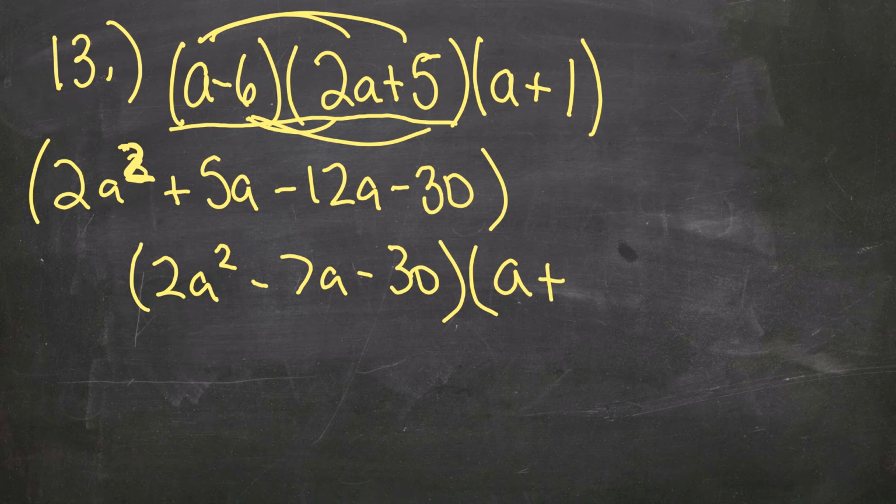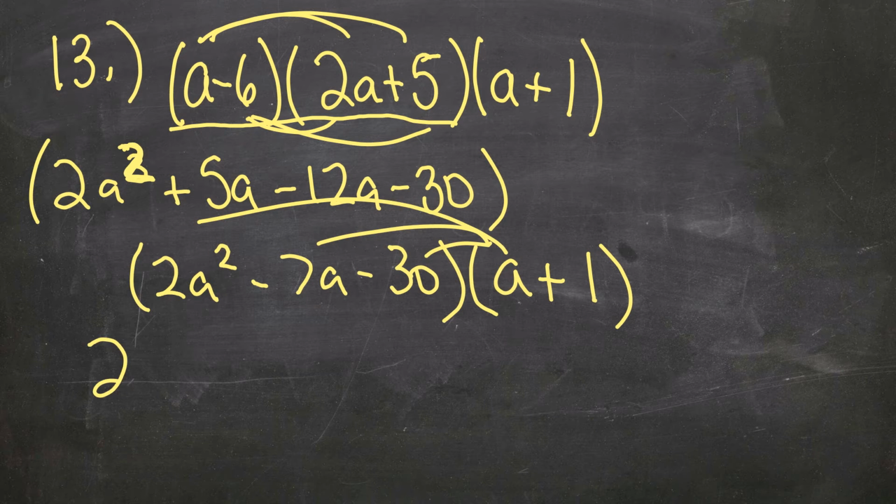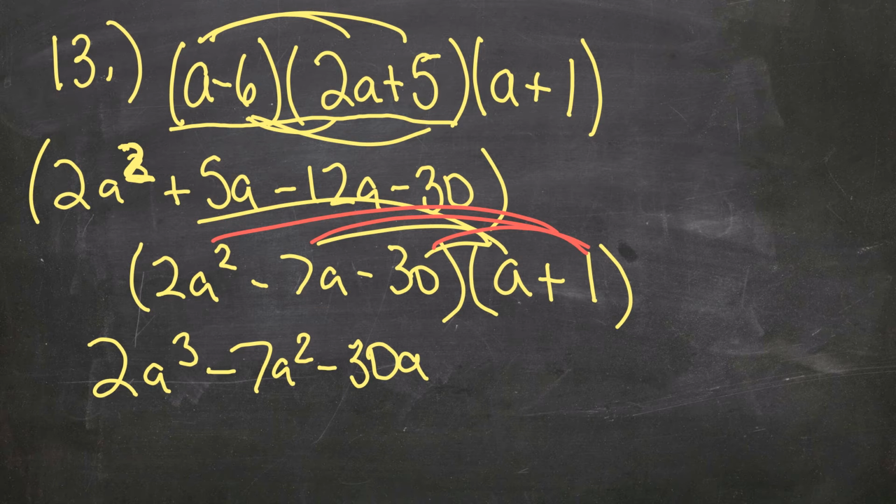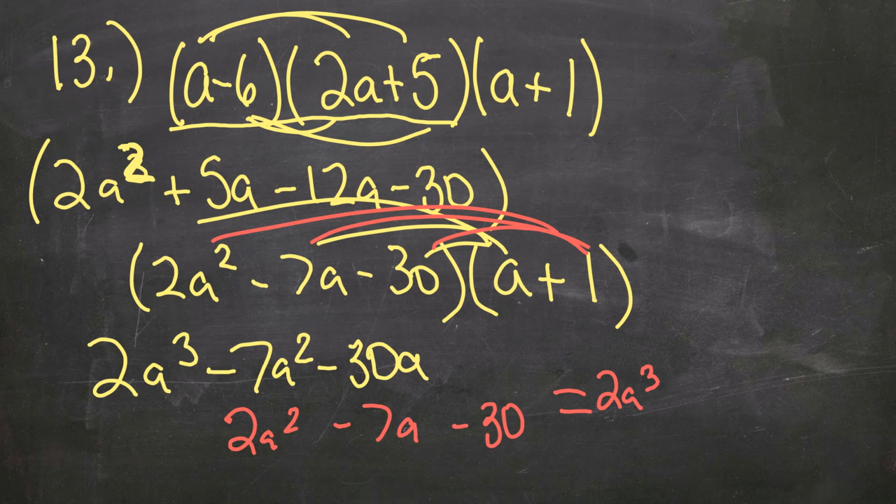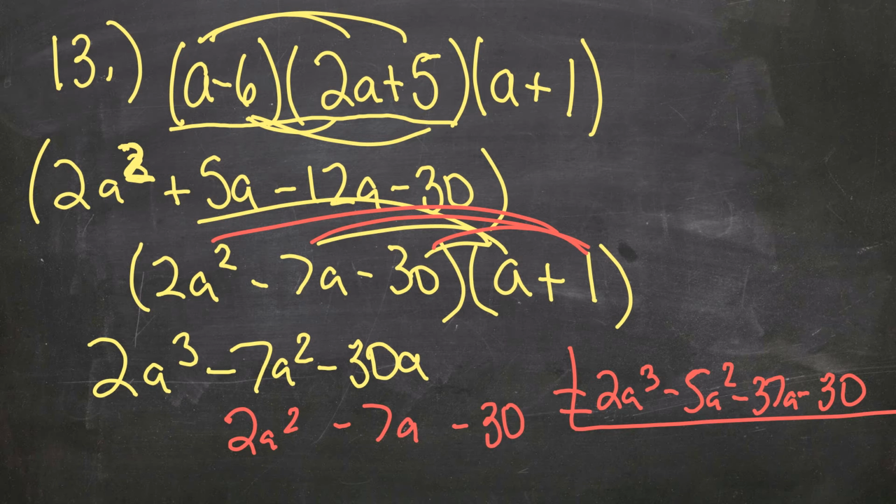And I'm multiplying that by a plus 1. A goes to everything. Gives me 2a cubed minus 7a squared minus 30a. Then 1 goes to everything, so I get 2a squared minus 7a minus 30. Gives me my final answer to be 2a cubed minus 5a squared minus 37a minus 30. And that's your final answer.